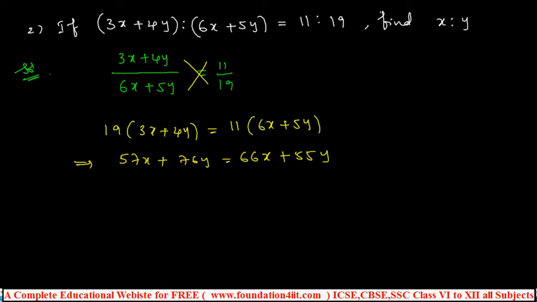Take the x terms to one side. So 66x minus 57x, I took this side, and 76y minus 55y. Okay, y terms on the LHS and x terms on the RHS I took. 66 minus 57, so 9x. 76 minus 55, how much is it? 21y.